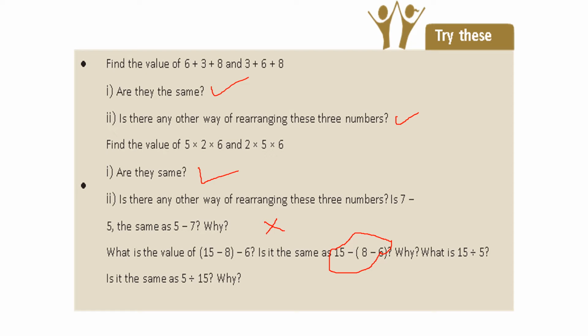So they are different. In the same way, if you divide 15 divided by 5, you will get 3, isn't it? If you divide 5 divided by 15, you will get a different answer. So they are also not the same. So when adding numbers, we can add in any order. When multiplying, we can multiply in any order. But when subtracting and dividing, we should not change the order. I hope you have understood the concept.